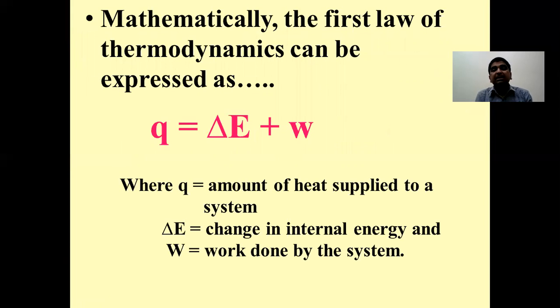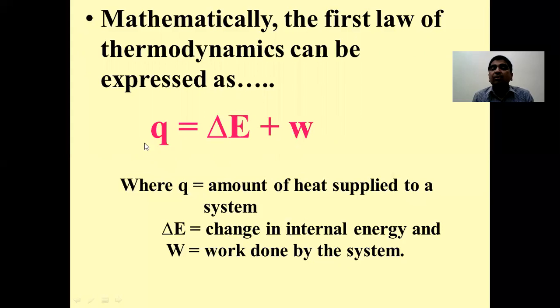What is the mathematical formulation of the first law of thermodynamics? It can be mathematically represented as Q = ΔE + W. Here, Q is the amount of heat supplied to a system, ΔE is the change in internal energy of that system, and W is the work done by the system.